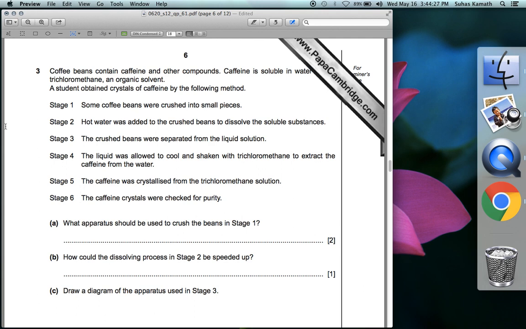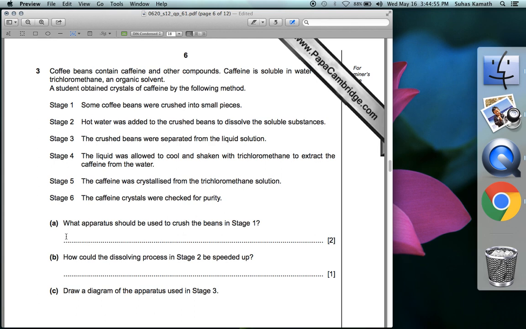Some coffee beans were crushed into small pieces. Hot water was added to the crushed beans to dissolve the soluble substances. The crushed beans were separated from the liquid solution. The liquid was allowed to cool and shaken with trichloromethane to extract the caffeine from water. The caffeine was crystallized from the trichloromethane solution. The caffeine crystals were checked for purity.